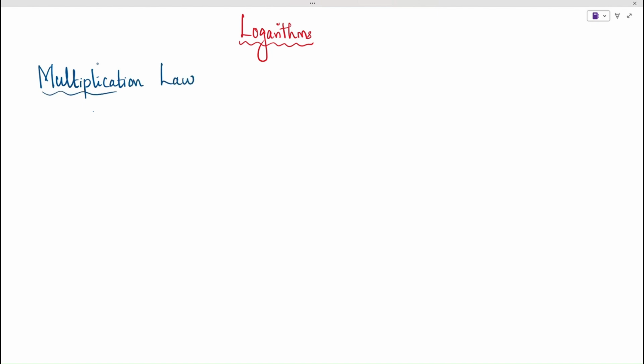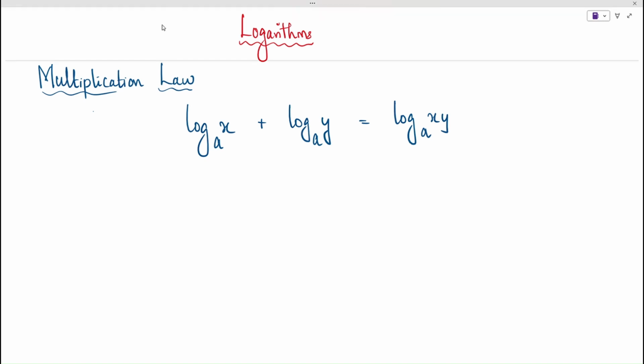This is log x base a plus log y base a is equal to log of xy base a. So the base remains the same, and the numbers that we have in our log are multiplied together. We add the two logs together.